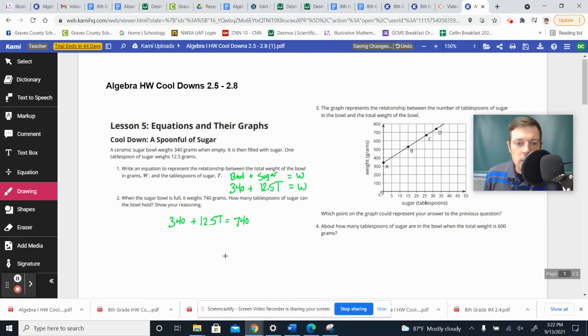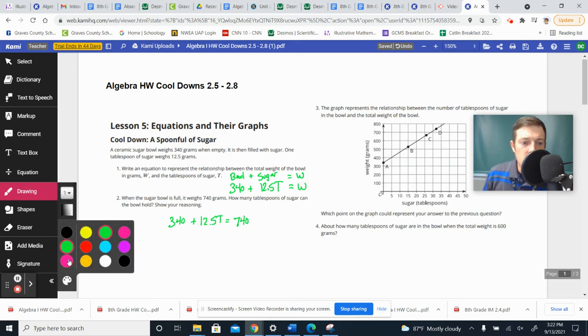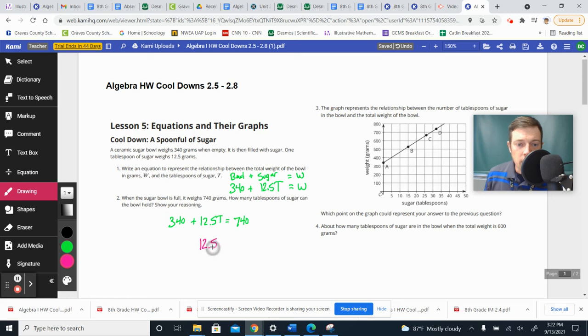So when solving this equation, the first thing that you want to do is get rid of this 340, the weight of the bowl, because that's kind of keeping you from finding out more information about the tablespoons. So if you take the 340 away from both sides, you're left with 12 and a half T on the left, but you do have to subtract 340 from the other side to keep it balanced. So that's going to bring us down to 400. At this point, we know that 340 from the bowl is taken away from the total to leave us with 400 grams of just sugar, and every 12 and a half of those grams is a tablespoon. So if we can find out what T is, we have our answer.